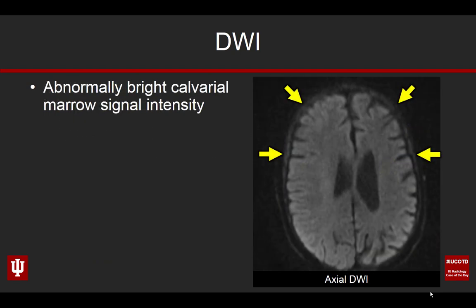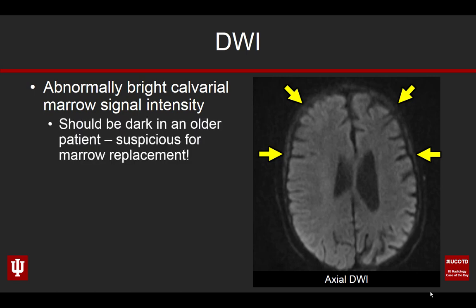Let's take a look at this other axial diffusion weighted image. You can see that we have this abnormally bright calvarial marrow signal intensity. If we look at the calvarium here, it should be dark in an older patient. It should be fatty marrow. This is bright. We get this Oreo cookie sign in which, as we work from outside to inside, we see dark subcutaneous fat, then bright marrow just deep to that, and then just deep to that, that thin band of dark CSF. It looks like an Oreo cookie turned on its side. So we have abnormally bright calvarial marrow signal intensity, which should be dark in this older patient. We're suspicious that there's something replacing the marrow.